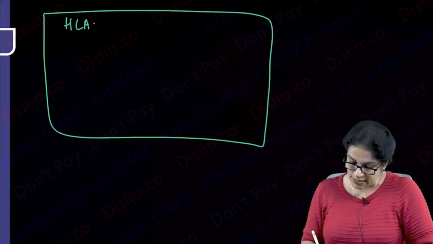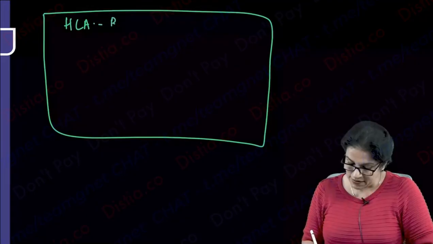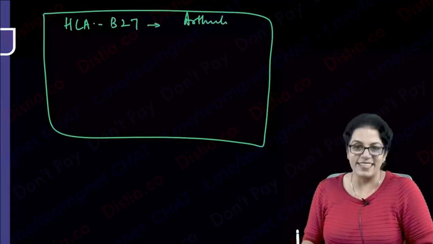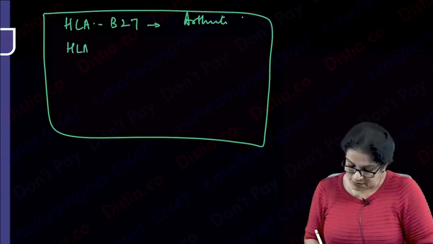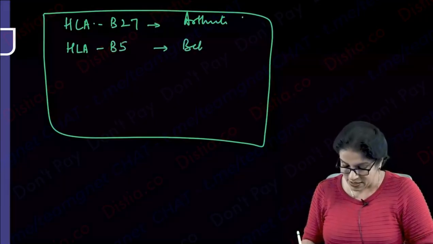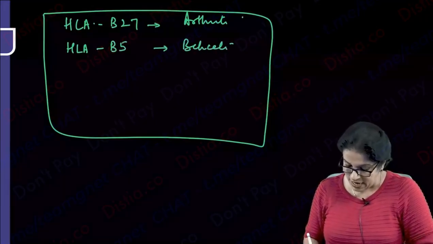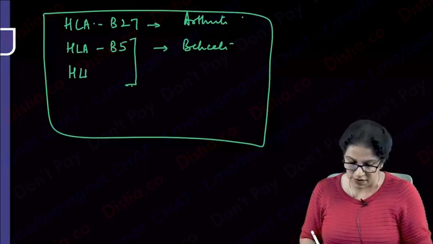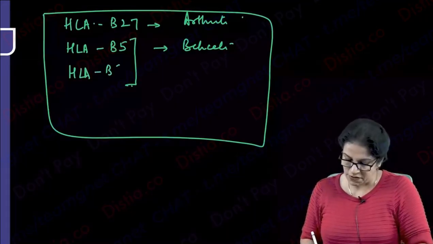So, if you talk about HLA B27, we all know we are talking about arthritis associated uveitis. When I say it is HLA B5, what am I talking about? Behçet's disease. But Behçet's has one more association, and that is B51. HLA B5 and also B51.